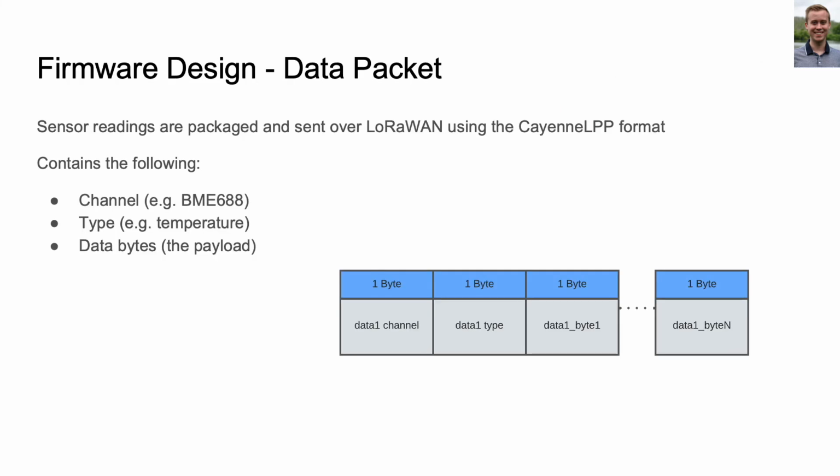Here, we show how we formatted our sensor data using the Cayenne LPP format. Packets were sent over LoRaWAN using this format. Cayenne LPP is designed to be minimal and use a small amount of bytes. A single Cayenne packet starts with a channel byte. This indicates what sensor the packet is from. Next, there is a byte to indicate what the data type of the packet is, such as temperature. Finally, there are N bytes for the payload. The receiver of the packet will know how many bytes to read based on the channel and type bytes.